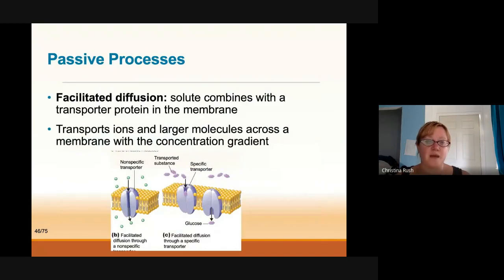Another form of passive process is the facilitated diffusion. In facilitated diffusion, the solute will combine with a transporter protein in the membrane. This transporter protein will transport ions and larger molecules across a membrane with the concentration gradient. Again, no energy is expended, no ATP is used.